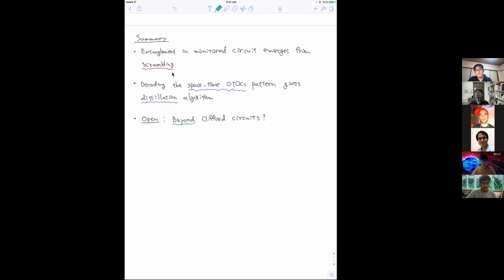And I also claim that the decoding of this dual space-time pattern of OTOC gives the distillation algorithm. At this moment, I do not know how to go beyond Clifford circuits, but I'm hoping that the algorithm I had with Alexei, this global search type algorithm, can maybe be used to attack beyond Clifford cases. But for that, I do not know at this moment.